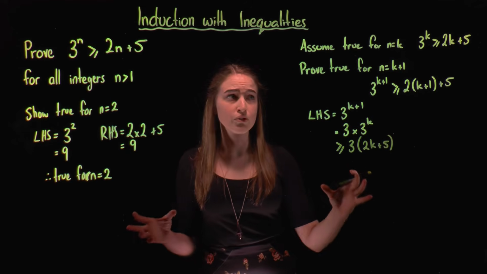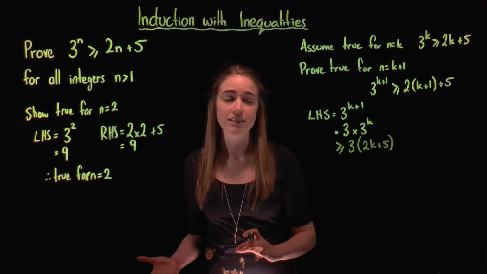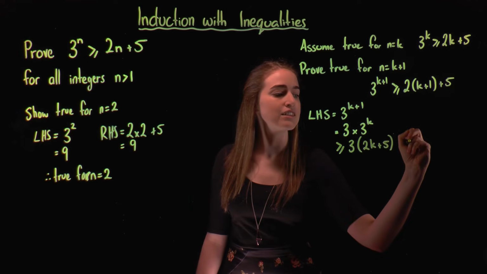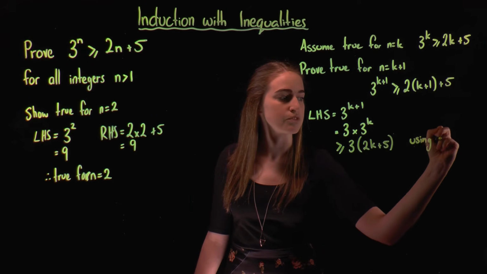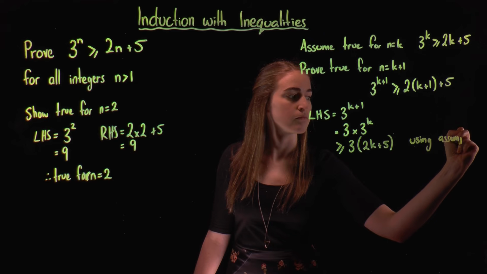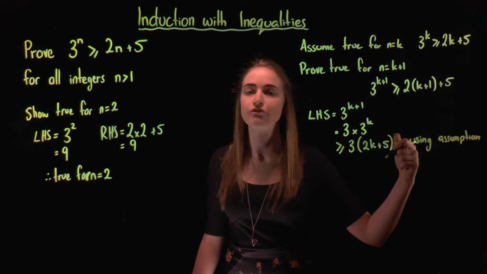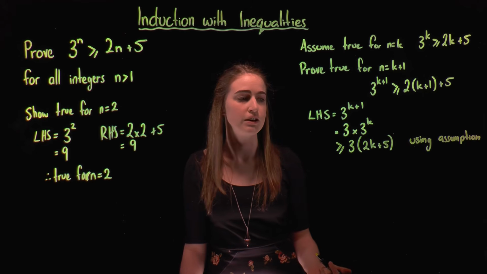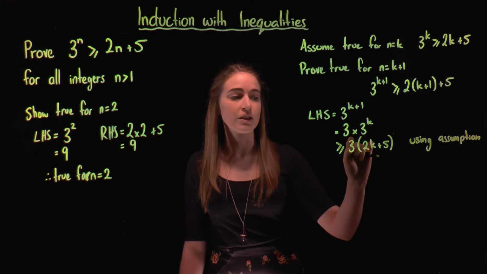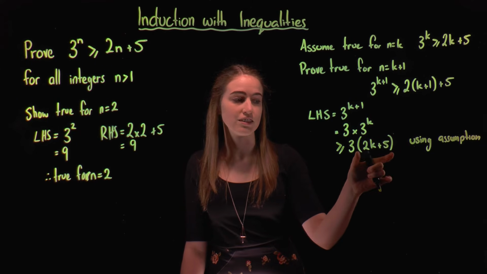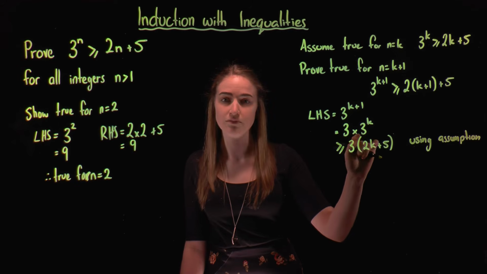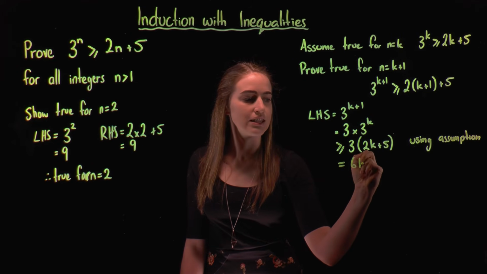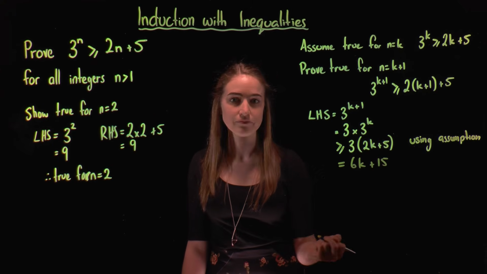Now these proofs can be a little bit more complicated than your very basic ones. So to show that we know this because of our assumption, next to this we're going to write using assumption. Or you can write from assumption as well, so we know where that substitution has come from. So we've replaced that, and we know that this expression here has to be greater than or equal to this one. If we expand that out, then that line is going to be equal to 6k plus 15.